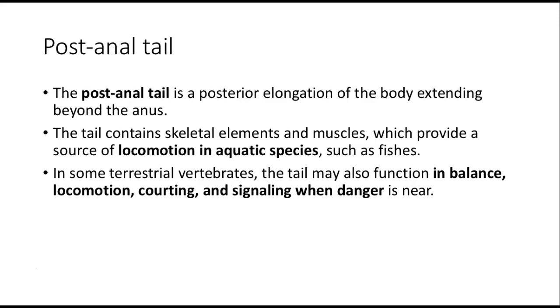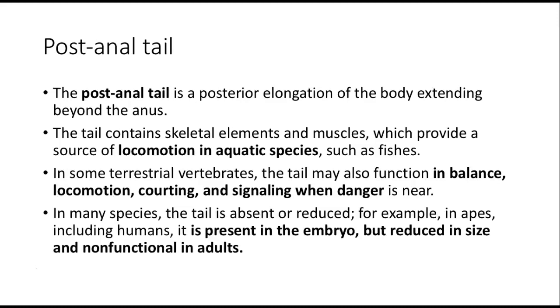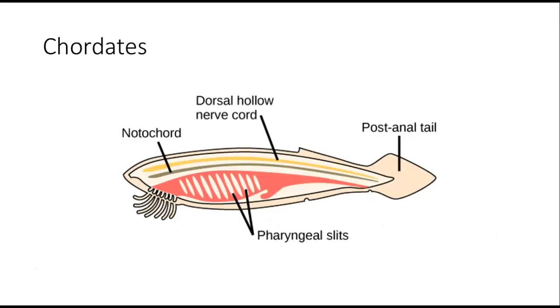Think of a dog, they're signaling a lot with their tail, if they're happy, if they're scared. In many species, though, the tail is absent or reduced. For example, in apes, including humans like us, most humans are born without the tail. Some do have a vestigial tail that's cut off right after birth, but it's present in the embryo, but it's reduced in size and also non-functional in adults.